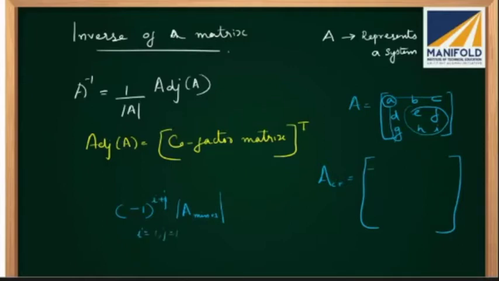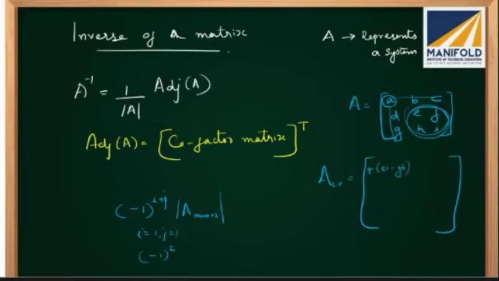If I take first row, first column, i and j are 1, 1, which means minus 1 to the power 2. So the sign will turn into plus 1. The minor means you remove first row and first column and obtain the smaller matrix. You find the determinant of this, EI minus HF. So this will be the first term.